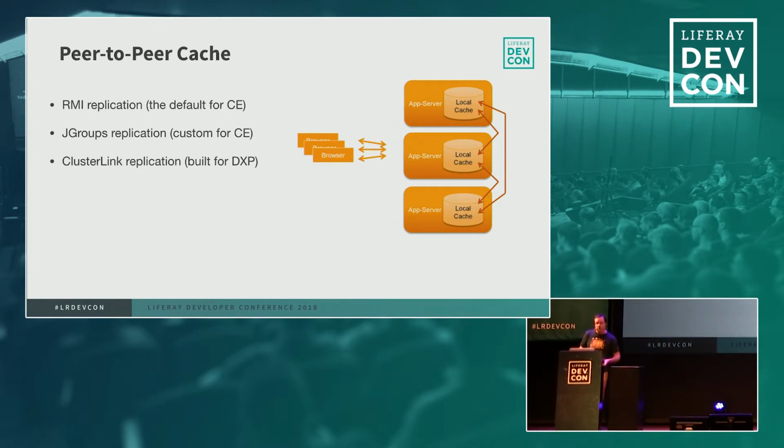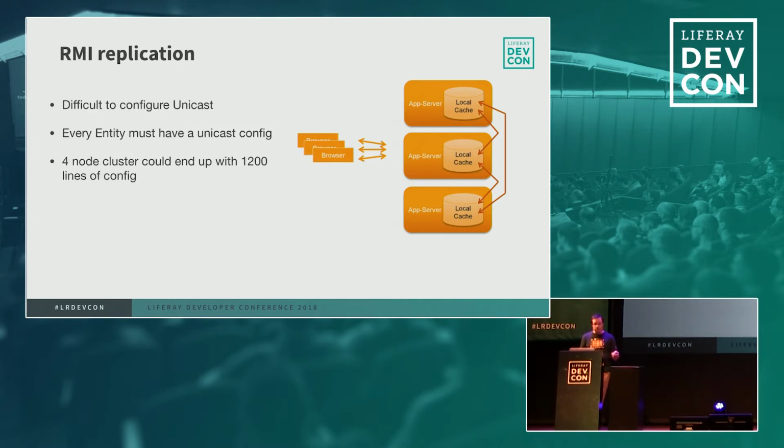Anyway, RMI replication is the default that is out of the box for CE. You can also use JGroups, which is actually a customization, and then there's what I call cluster link replication, which is the one that's in DXP. So there's actually 3 options for cache replication, and I kind of go through the pros and cons, I guess.